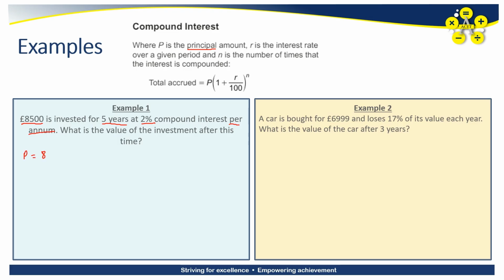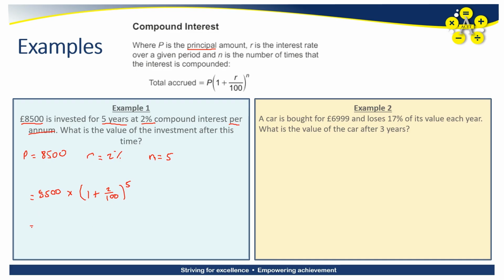So just to go through what we're going to use then. Our principal amount is 8,500. Our R is the interest rate, like it says, and we can see that here, that's 2%. And our N is the number of times the interest is compounded. And so N is going to be this 5 years. So it's just 5 because it's once per year. So my total then is going to be this P, 8,500. Now everything in brackets means that we are multiplying. So we're multiplying by everything within this bracket. So 1 plus R over 100. R is 2%. 2 over 100, all to the power of 5.